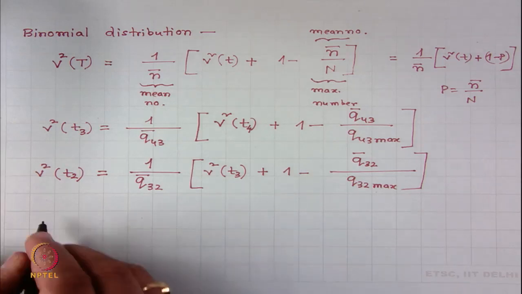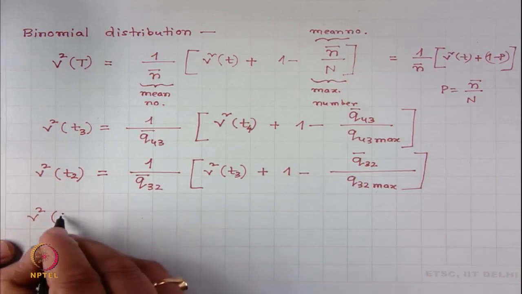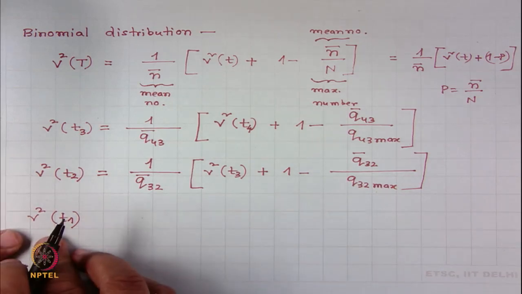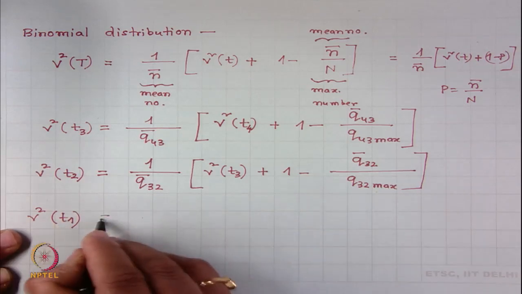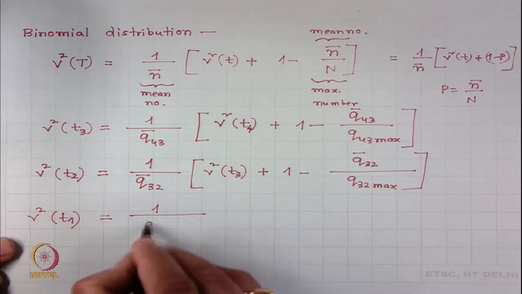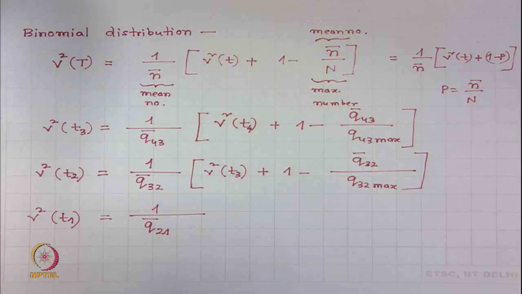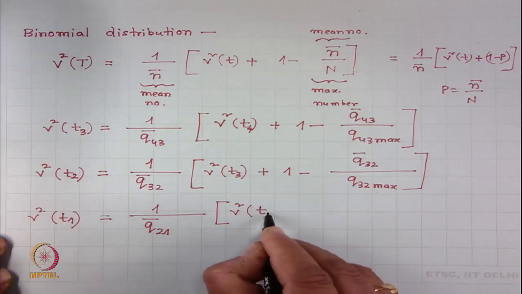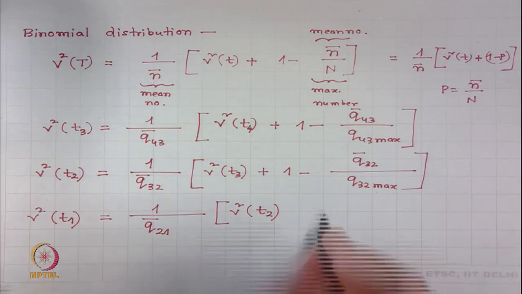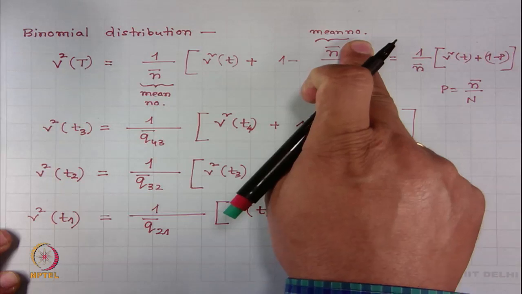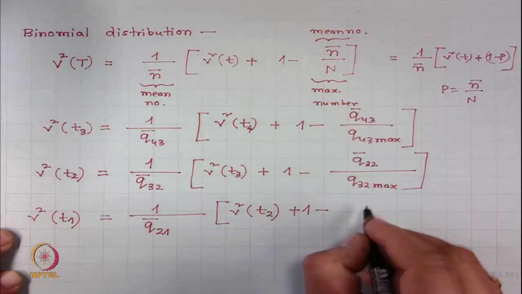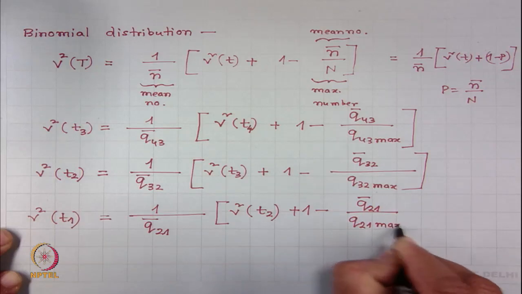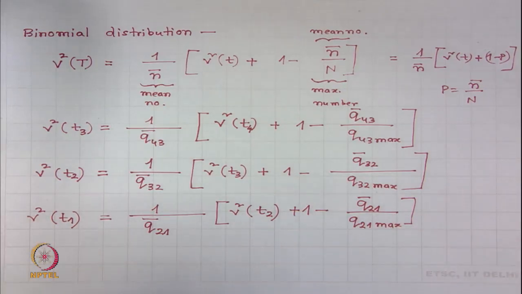Okay. Then square of CV of 1. Square of CV of sliver 1 by mean number of clusters in sliver, square of CV of cluster plus 1 minus mean number of clusters in sliver divided by maximum number of clusters in sliver. Right.